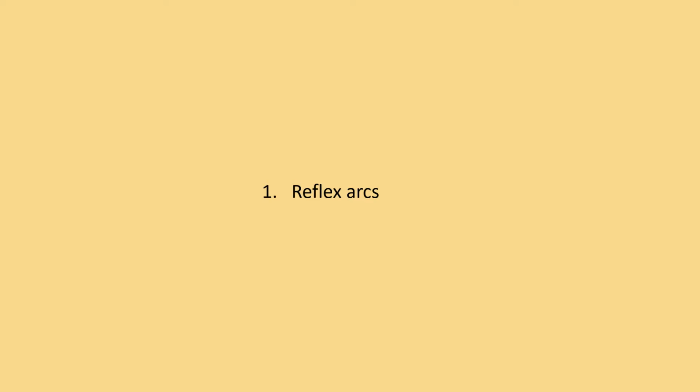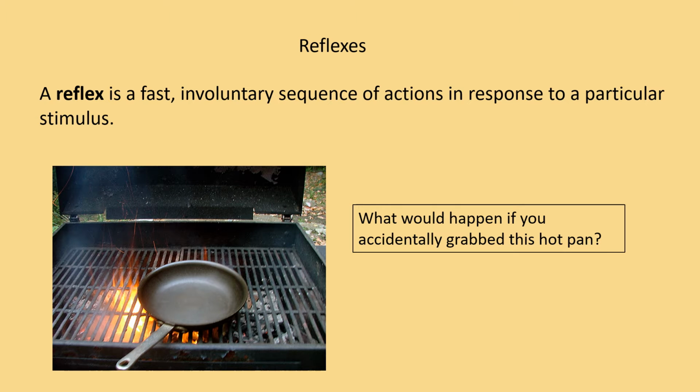So reflex arcs. A reflex is a fast, involuntary set of actions that occur in response to a specific stimulus. So here's an example. What would happen if you accidentally grab this hot pan? You know what would happen because you've done something similar in the past. You would immediately let go of that hot pan. There would be pain in your hand. There might be some dancing around and some swearing, and you would back away from the barbecue.